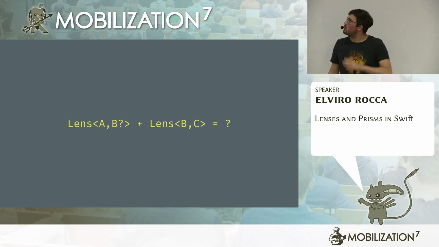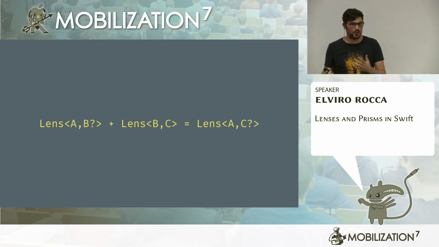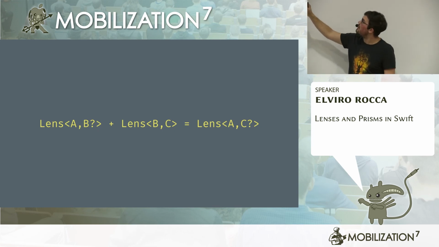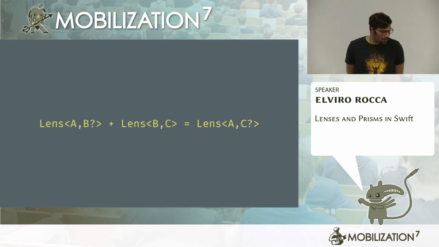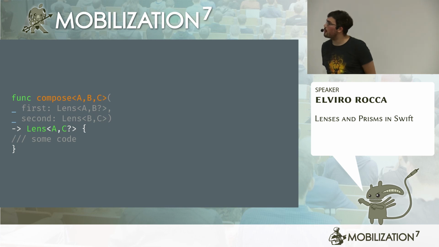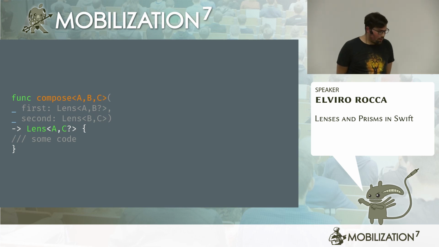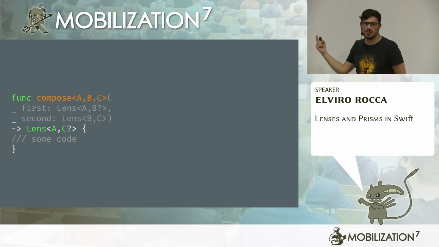Probably what we are going to end up with here is a lens from A to optional C. The A is okay, but the fact that the B is optional probably means that we are inserting some optionality inside our chain. Well, we could write this function. We could write a compose function that takes a lens from A to optional B and a lens from B to C, and then ends up with a lens from A to optional C. It's not that hard to write this, actually. The problem is, and this is what I did in the beginning, I wrote this function. I said, oh, this is easy.